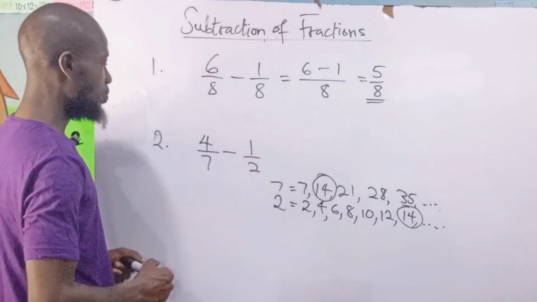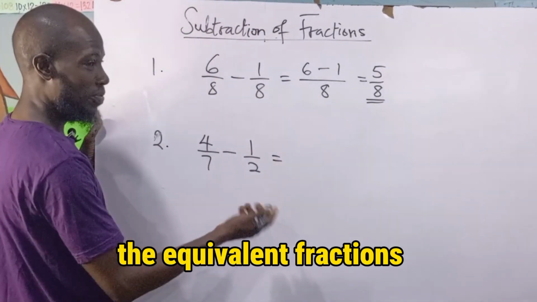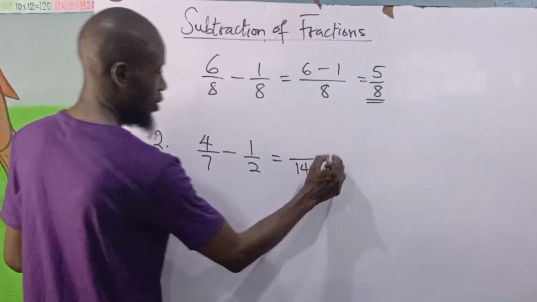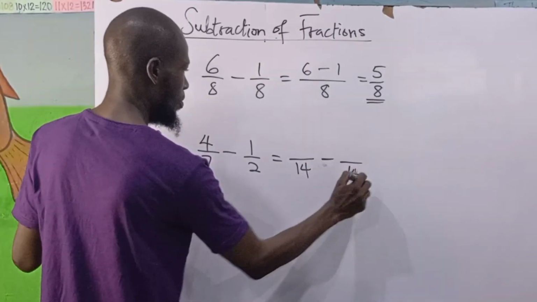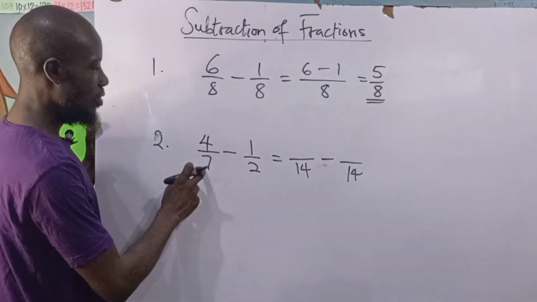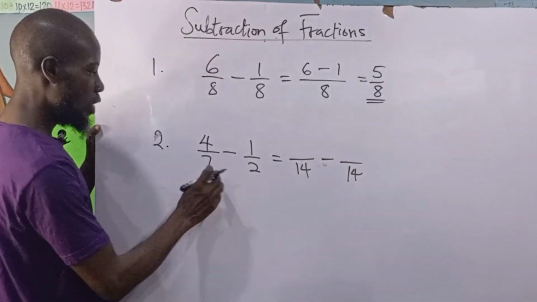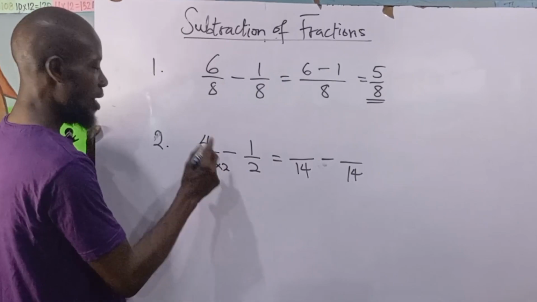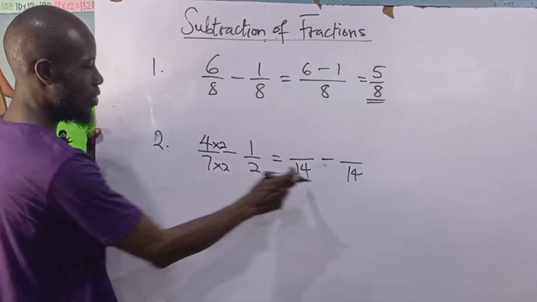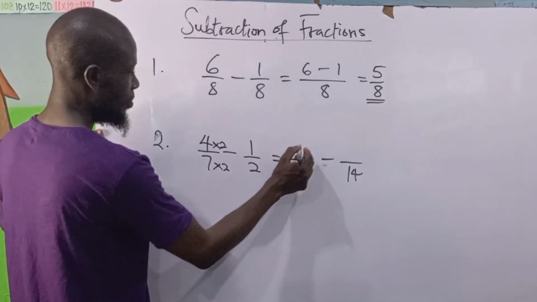Now we are going to write the fractions as equivalent fractions. Here we have 14 as the common denominator. Now we think, what is the number that is multiplied by 7 to get 14? That is 2. We multiply the denominator by 2, and the same thing you do to the numerator: you multiply it by 2. 7 times 2 gives us 14, and 4 times 2 gives us 8.